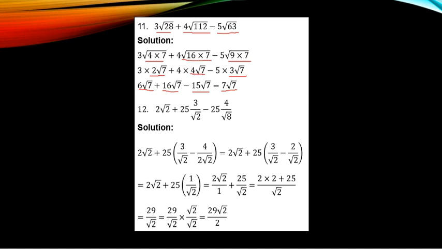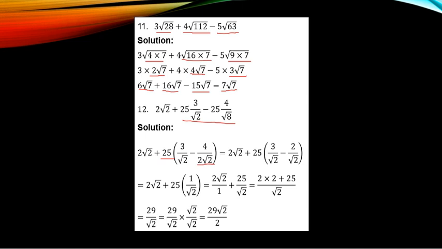Example 12. 2 root 2 plus 25 over root 3 over root 2 minus 25 over root 4 over root 2. If you look at the last two terms, 25 is common, so we factor it out first. Factor it out. This root 8 is not in simplest form because there's a factor inside that is a perfect square. So if you express root 8 in basic form, you have 2 root 2. I'm saying this because of lesson 1.